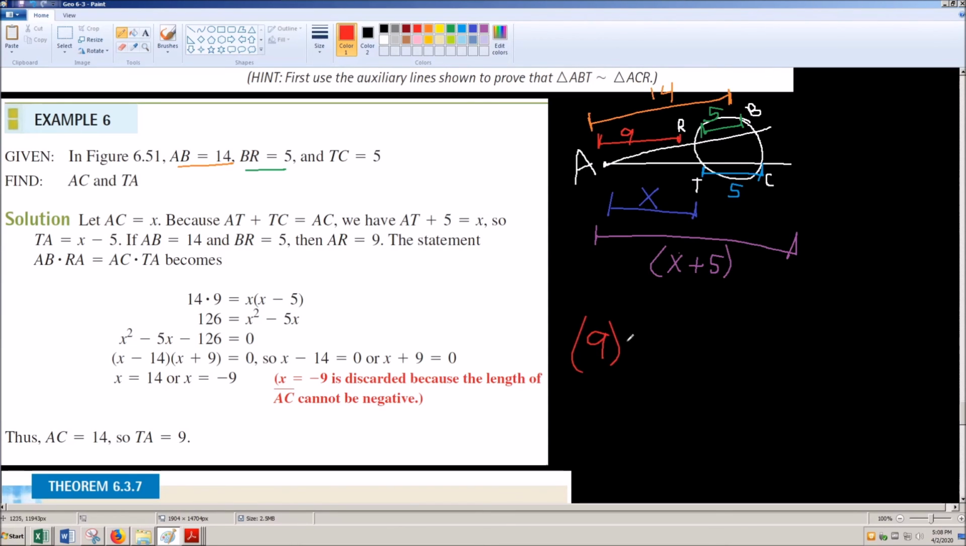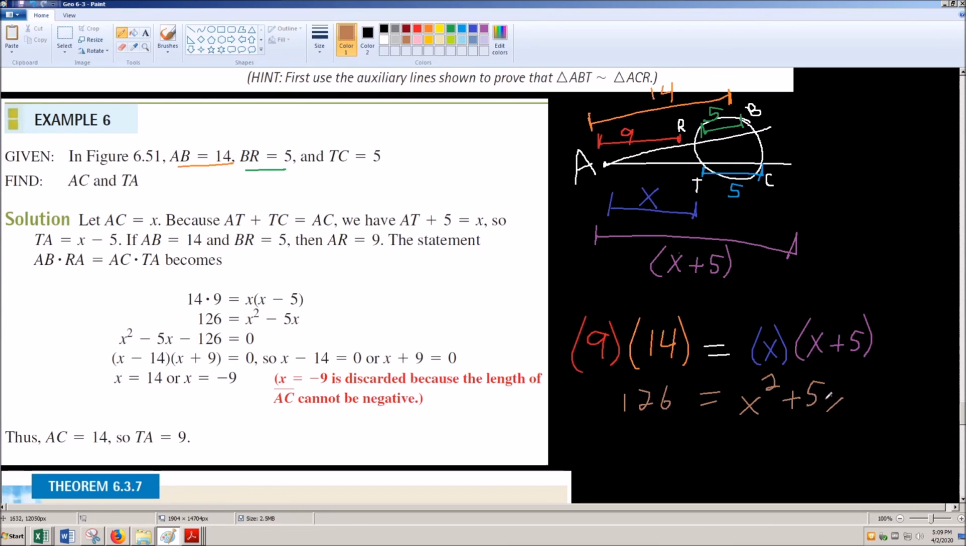9 times my 14. It's going to be equal to, now here I've got X times X plus 5. So as I look at this now, I just get 126 on the left. All right, so this ends up being 126, and this ends up being X squared plus 5X.